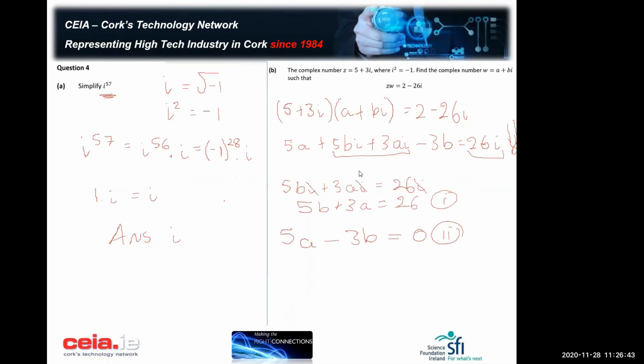So when you work these out simultaneously, you get a is equal to minus 2, and b is equal to minus 4. Therefore, w, which is equal to a plus bi, is going to be minus 2 minus 4i. So that's straightforward. The key to remember in this question is that the real part is equal to the real part of the other equation, and the imaginary parts are equal to the imaginary parts. That's the trick. Any questions?